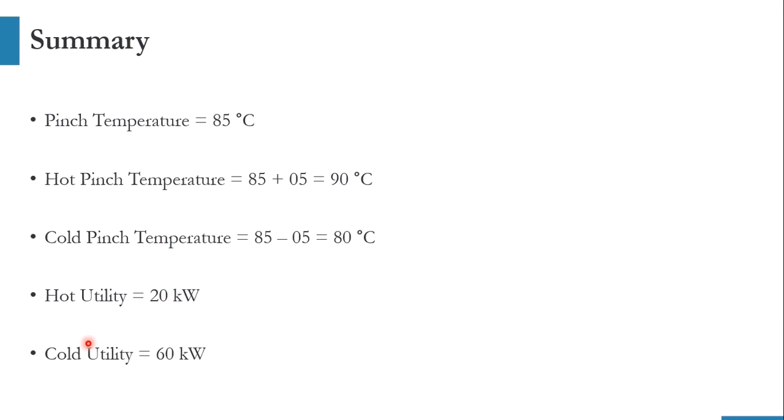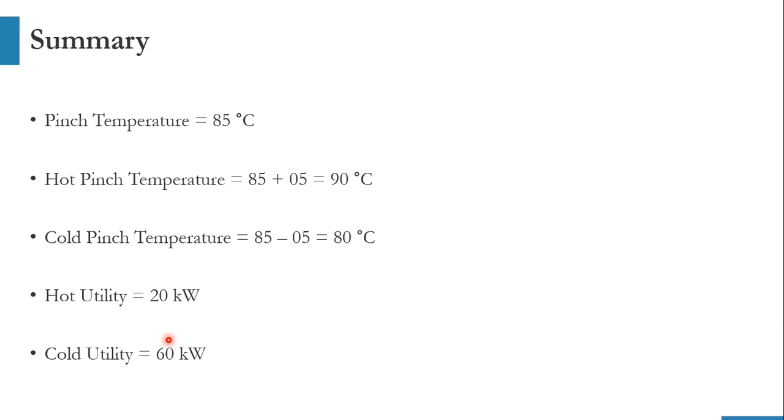Hot utility is 20 kilowatt, cold utility is 60 kilowatt, and you have calculated these values from the graphical method as well. So as you can see, both these methods have provided you the same answer. But obviously, I hope you can say with confidence that the problem table approach is much easier than the graphical method.